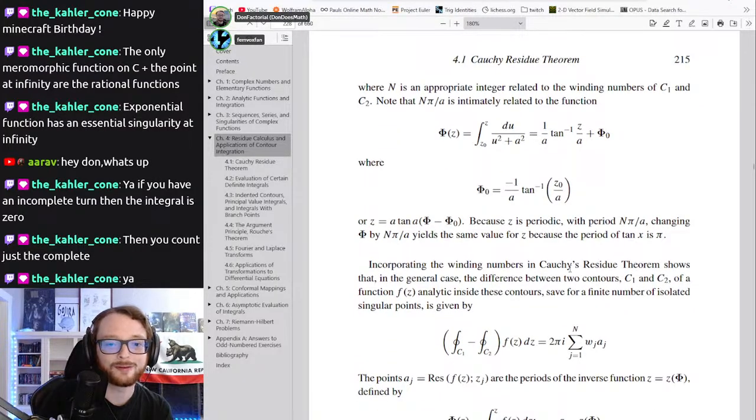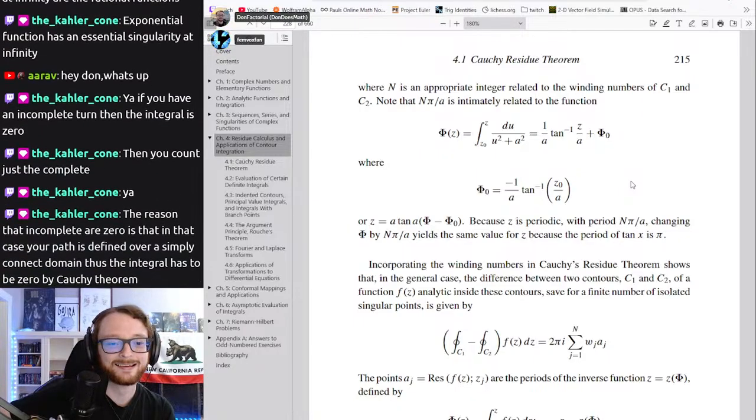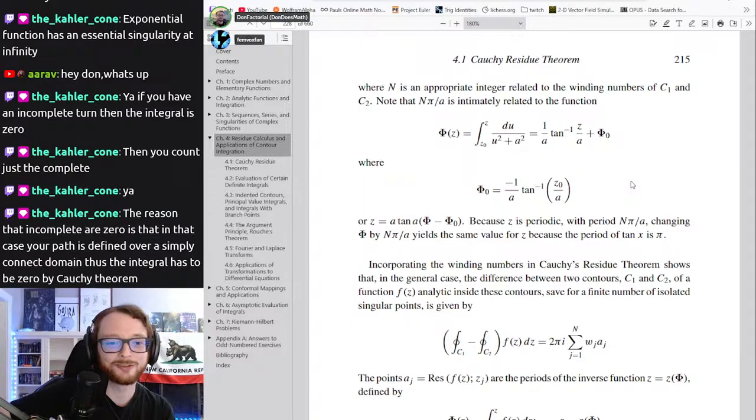Oh yeah, but I didn't understand this very last page of 4.1. This was the only part of 4.1 I felt like I didn't really get. Yeah, I did not understand the connection at all. I think it says the integral is 0 in case your path is defined over a simply connected domain. The integral has to be 0. Okay, yeah, I think of it as like you're not actually enclosing a non-analytic point. But that doesn't necessarily mean 0. I don't remember.